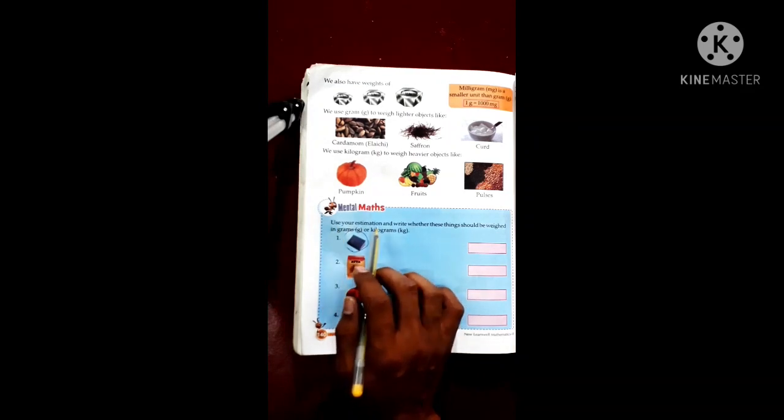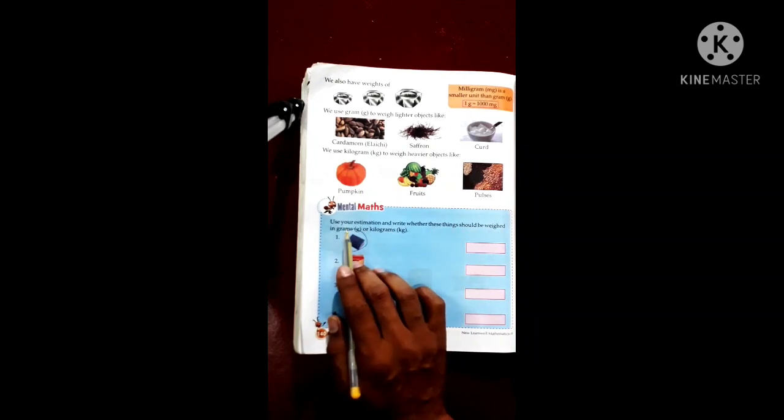First we have solved the mental maths textbook page number 140. See the instruction: use your estimation and write whether this thing should be weighed in gram or kilogram. We know which things are light, we use gram unit to measure it, and which objects or things are heavier, we use kilogram. You have to write the units to measure these things.